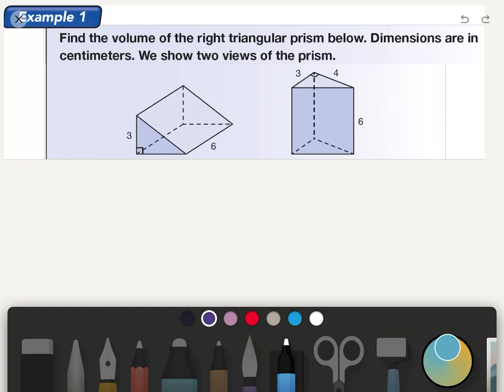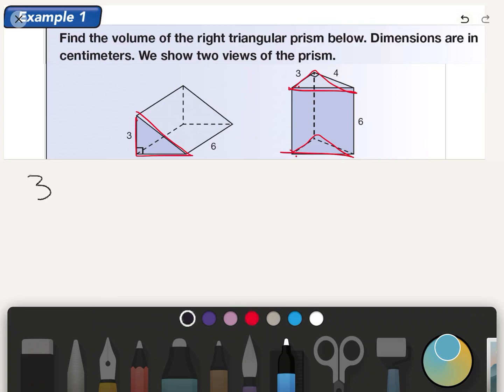Okay, so example 1, find the volume of the right triangular prism below. Dimensions are in centimeters. We show two different views of the prism. So in this case, while technically we're looking at this from the side, we are thinking of the triangle as the base.